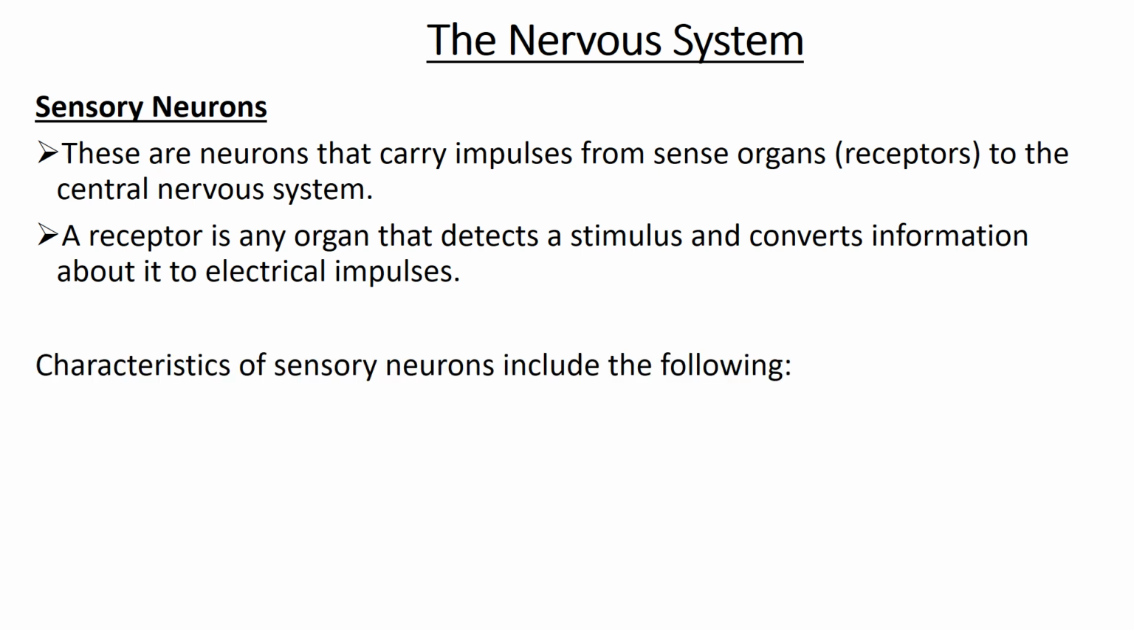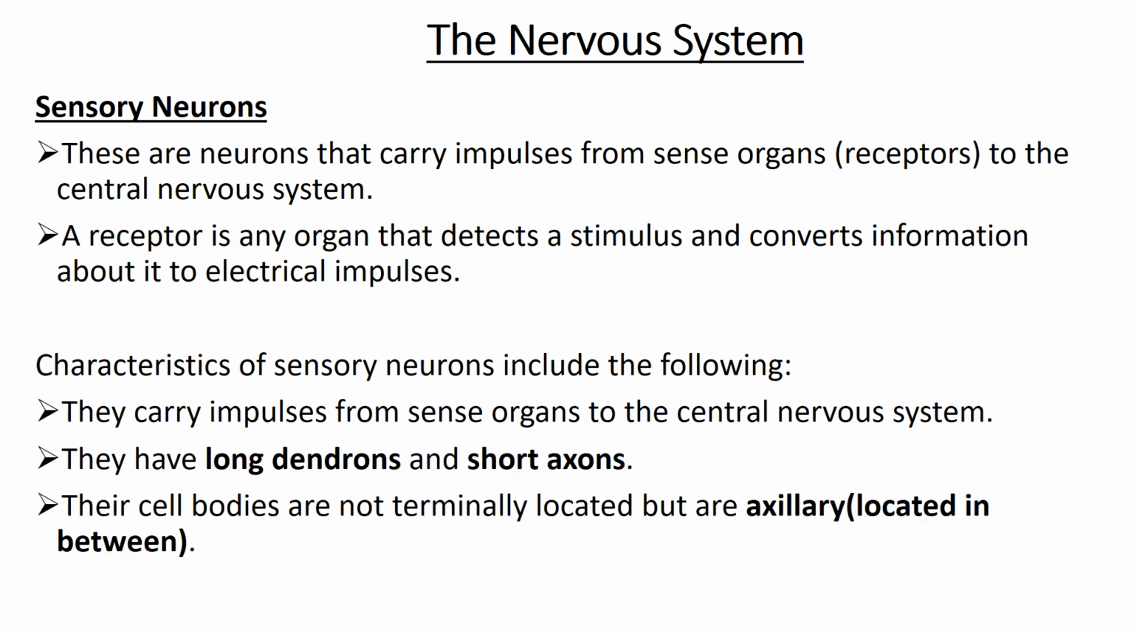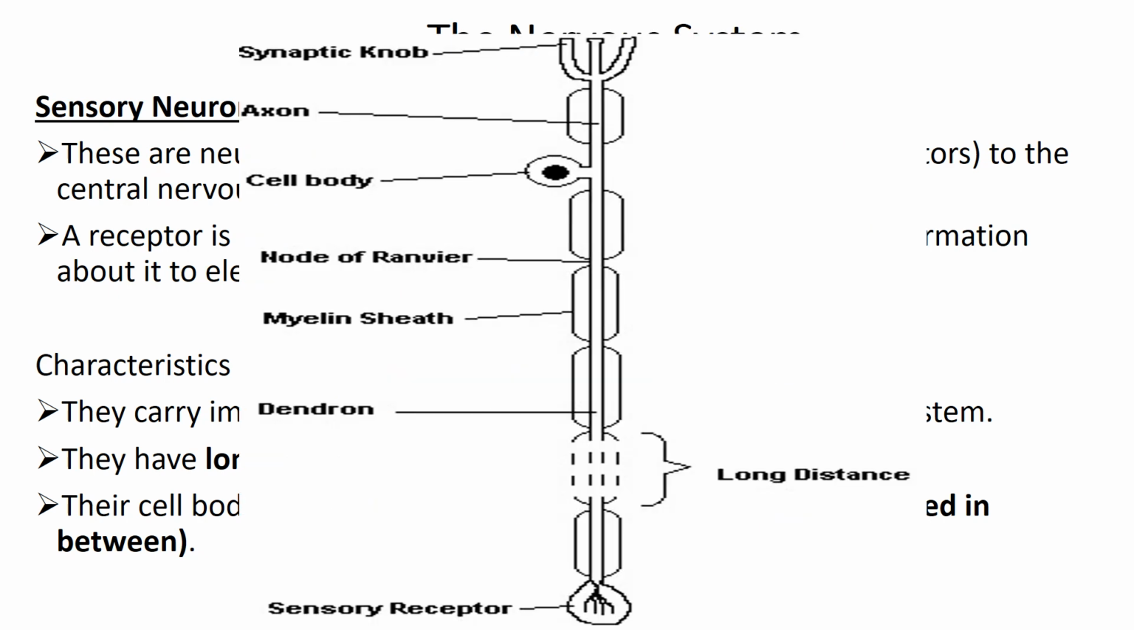So characteristics of sensory neurons include the following. First, they carry impulses from sense organs to the central nervous system. Second, they have long dendrons and short axons. Their cell bodies are not terminally located but axillary located, meaning that they are not located at the end but in between. So the cell bodies of sensory neurons are not located at the end but in between.